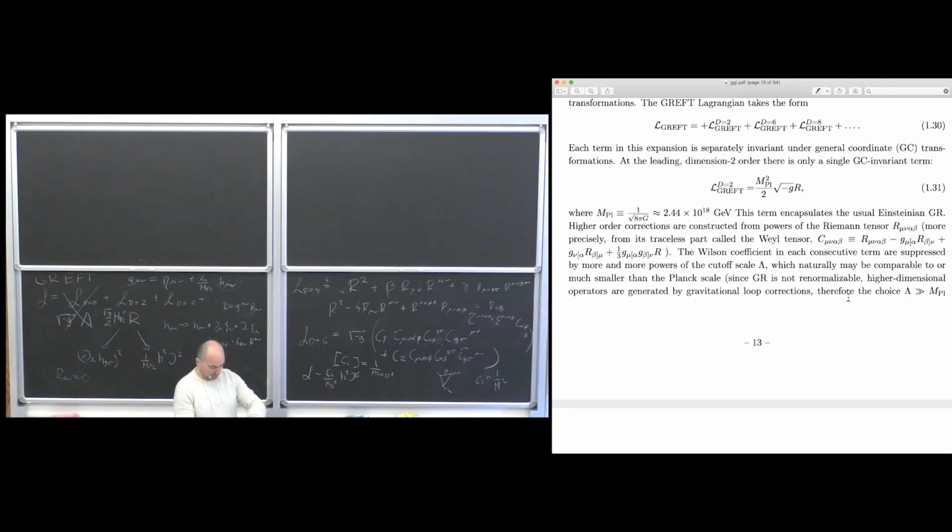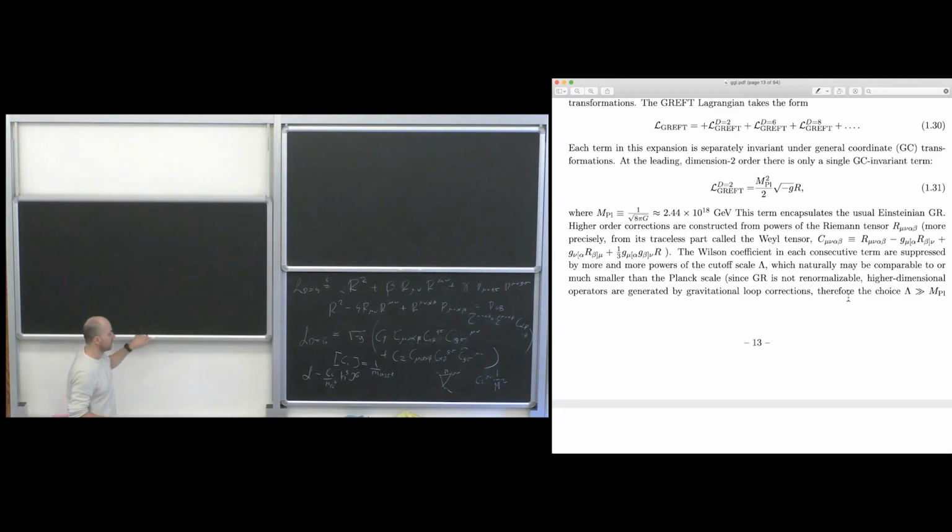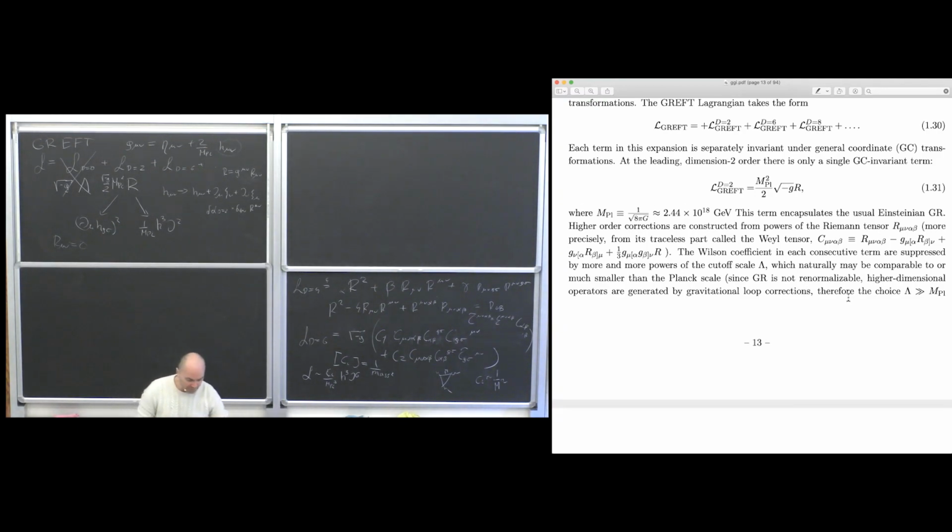Okay. Are we doing okay? So let's go to another example of an EFT. Let me discuss now the Fermi theory. Fermi theory is some sort of a poster boy of EFTs, because it's something that you can very simply explain, and something that had a huge phenomenological and also philosophical impact on particle physics.